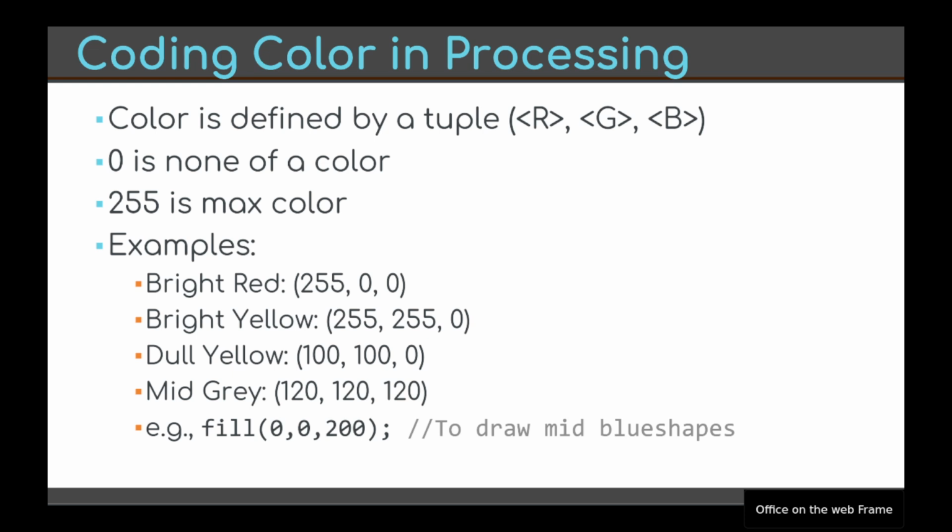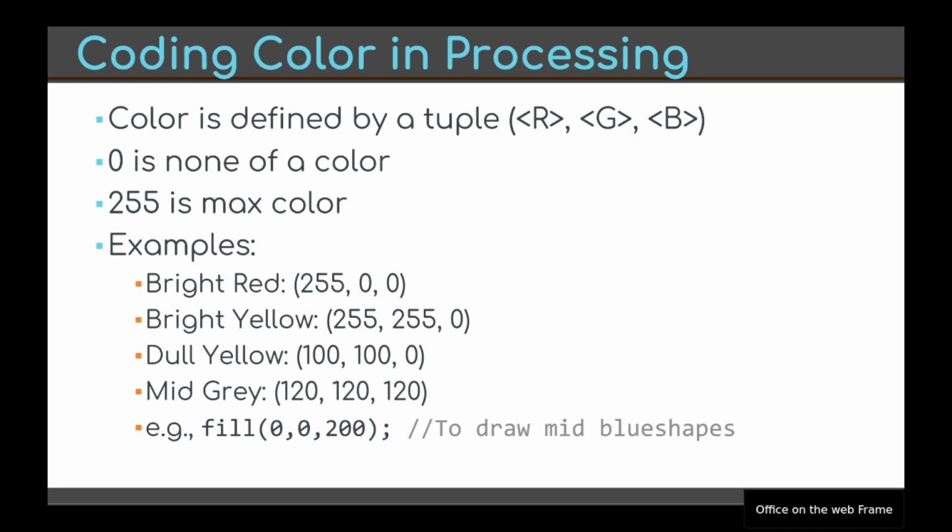Colors can be defined in a tuple: red, green, and blue. Values between 0 and 255. 0 is none of that color. 255 is max of that color. So 255, 255, 255 is... Yes, white. And 0, 0, 0 is... black. Thank you. So we know this, and we were using grayscale last class in the lab.